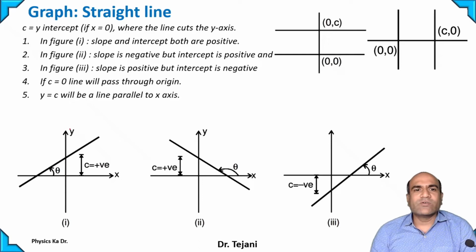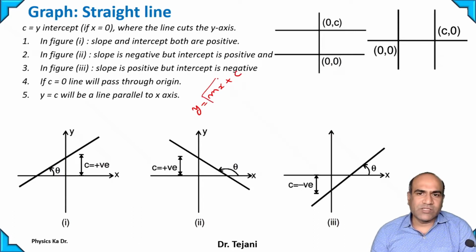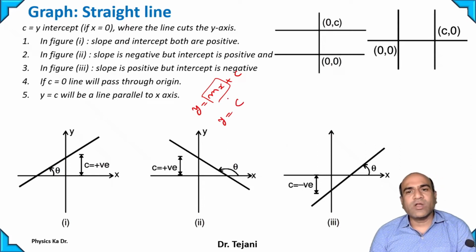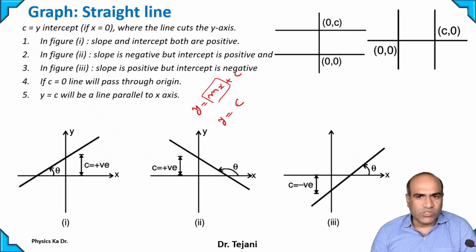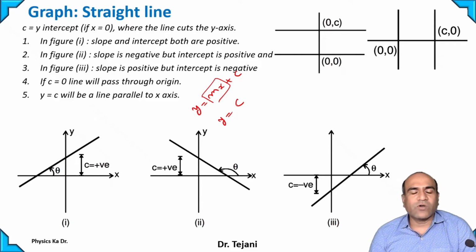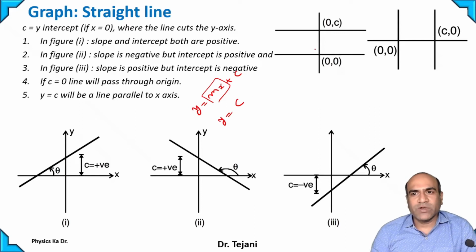Next is y is equal to c. The equation is y is equal to mx plus c. That means this term is omitted, so y is equal to c. That means m is equal to 0. For all values, y is constant. For all values, y has just one constant value, whatever value we take for x.